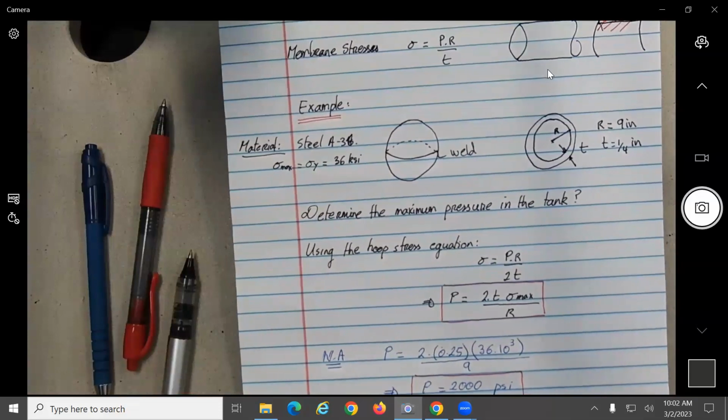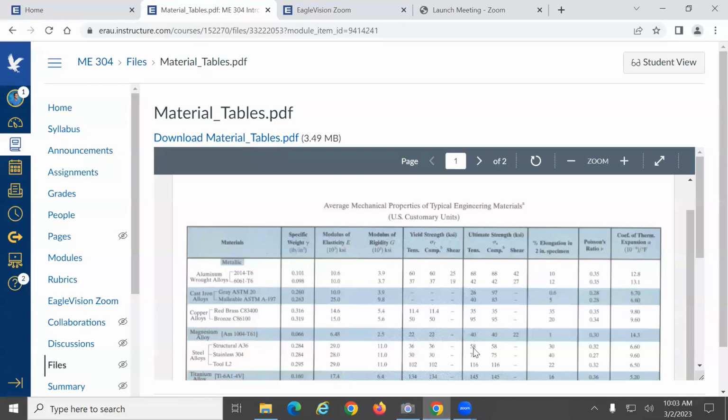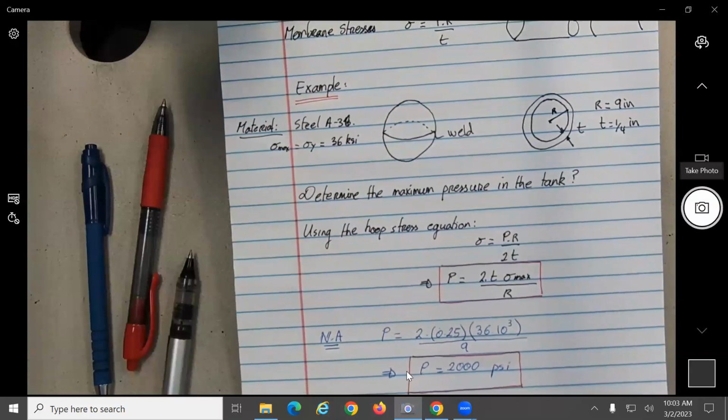Now, just out of curiosity, okay? Let's say if instead of using the yield value, we're using the ultimate. Let's see what was the value of the ultimate. So the ultimate goes from 36 to 58. So basically it's what? 1/3 extra. So basically it would be about 2,700 now for this maximum pressure. Okay, so that was pretty straightforward.